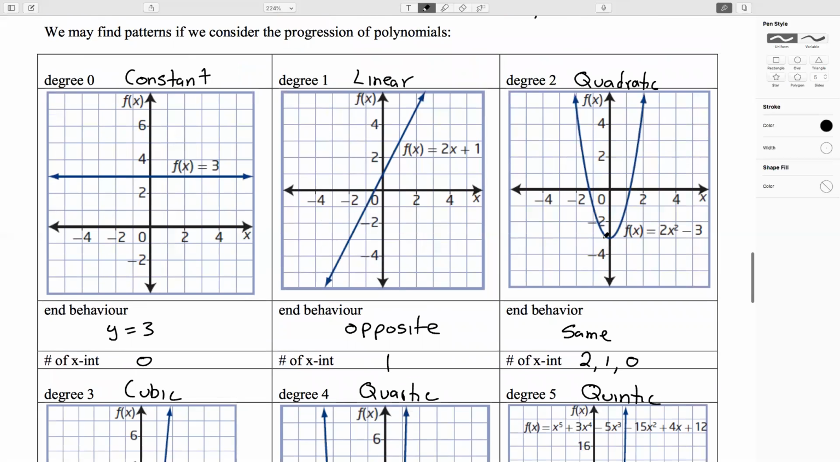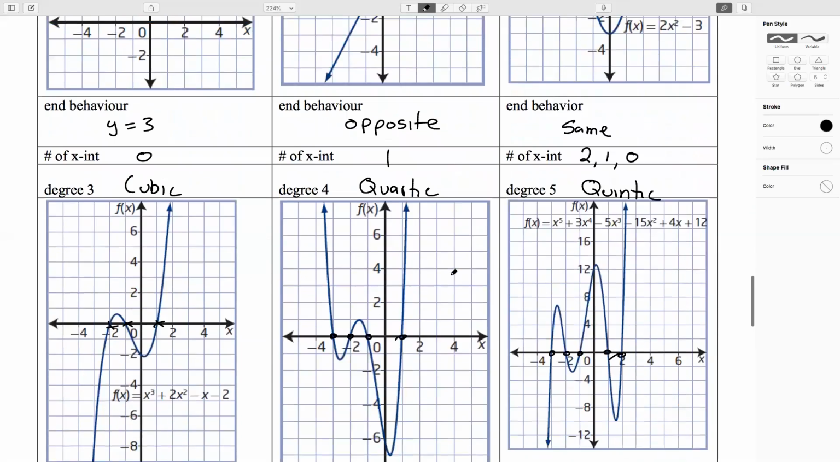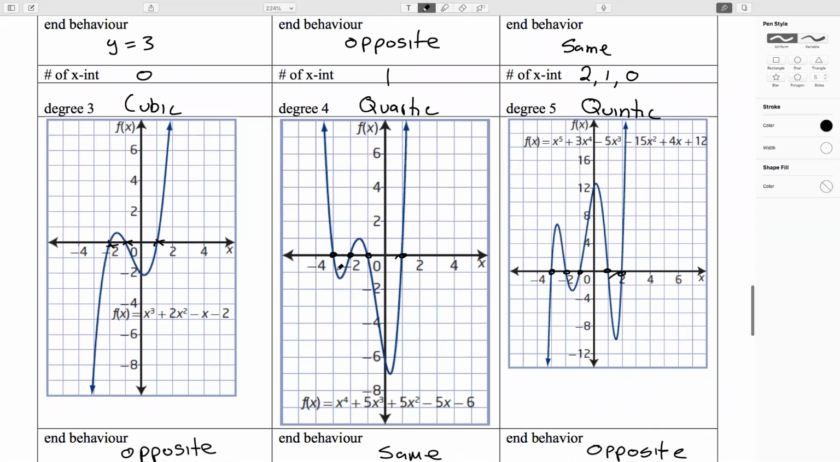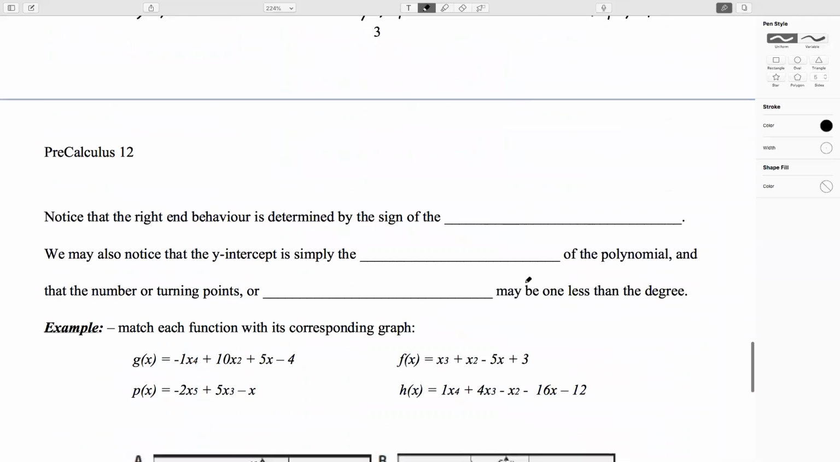A quadratic function is going to be a parabola of some sort. It might be flattened out, it might be really steep, but it's going to look like this. A linear function will look like this. It might be flat, it might be steep, but it's got that shape. Quartic functions have 1, 2, 3 changes in direction. Cubic functions have 1, 2 changes in direction. Quintic functions have 1, 2, 3, 4 changes in direction.